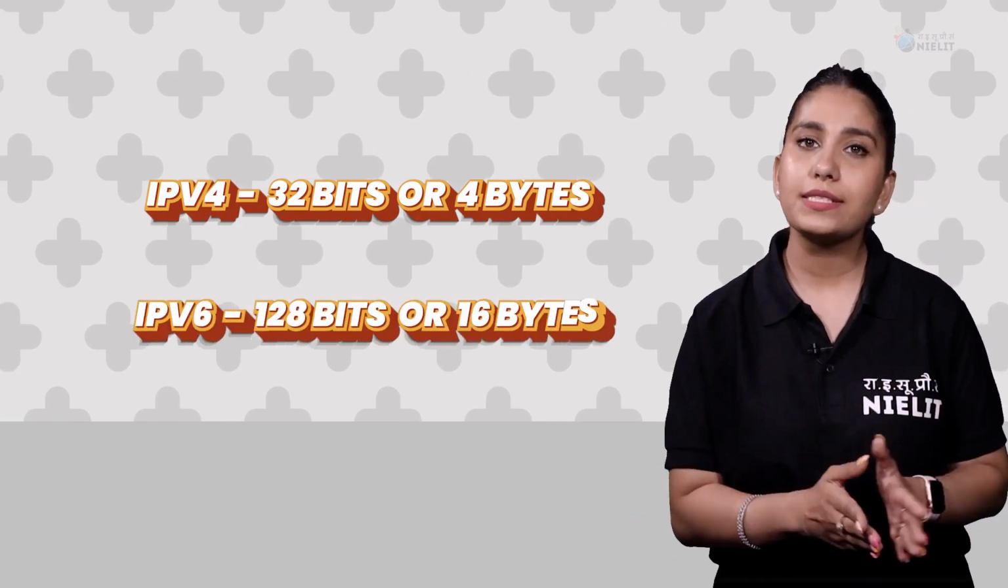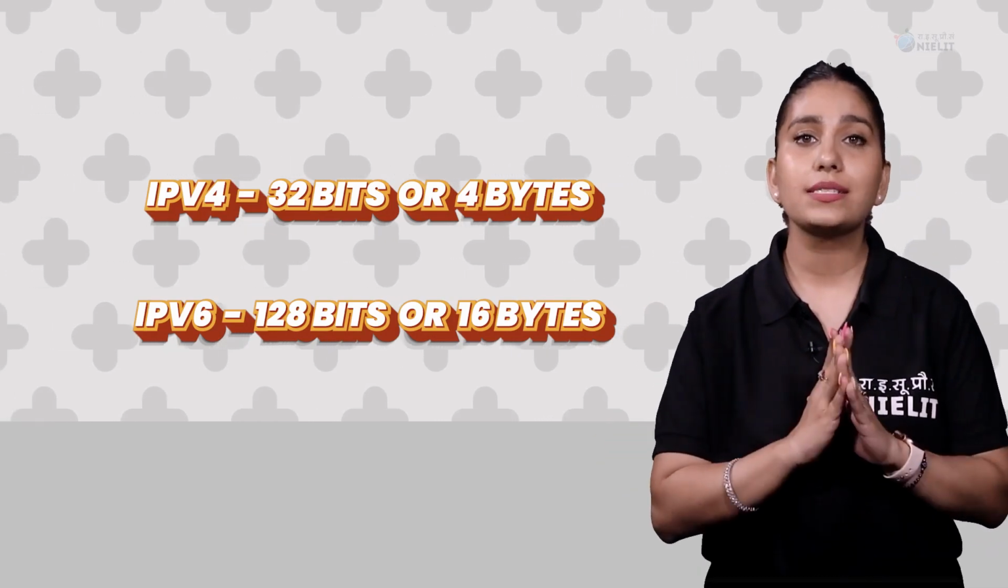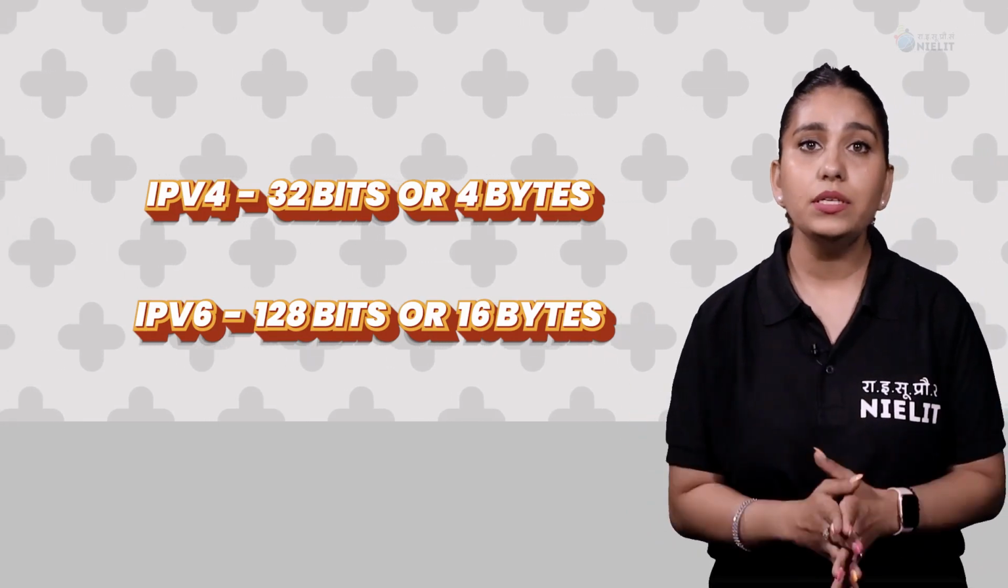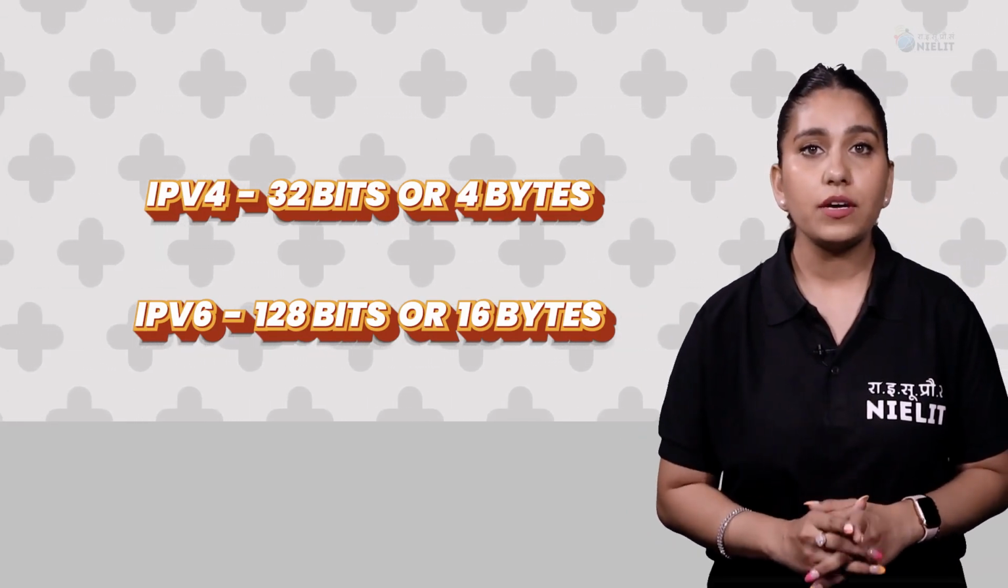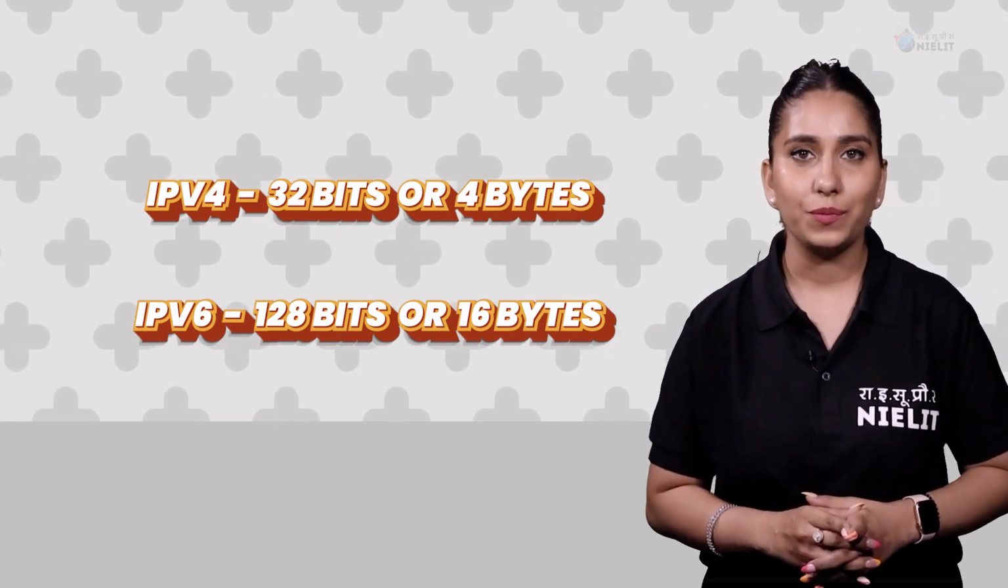So there are two versions of IP. Internet Protocol version 4, IPv4, and Internet Protocol version 6, IPv6. So IPv4 addresses are 32 bits, which is 4 bytes long. Example, 216.58.216.164. Now, how do we find our IP address of a computer?